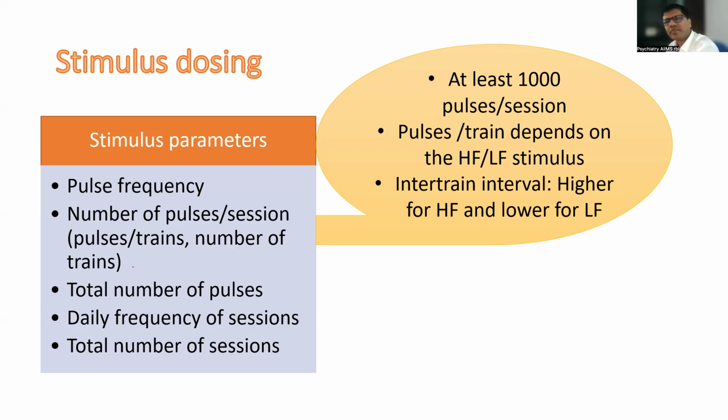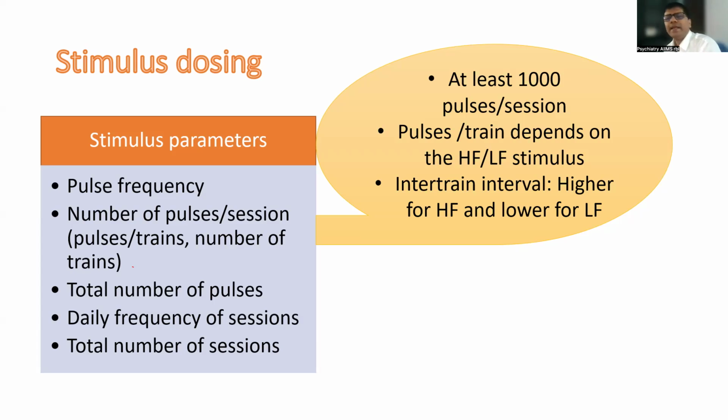Then the number of pulses per train totally depends upon whether you are choosing a high frequency or low frequency protocol. Suppose you are giving a high frequency protocol, particularly 10 hertz, you cannot give a large number of pulses. You need to restrict to 40 to 60 pulses in a given train. If you give more pulses with high frequency, there is a risk of seizure, so one needs to be cautious. But if you are giving a low frequency stimulus, that is 1 hertz, 2 hertz or 0.5 hertz, you can keep more pulses in a train.